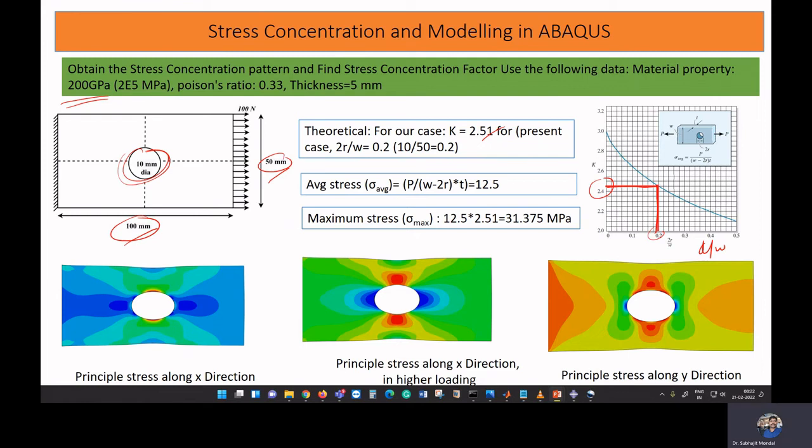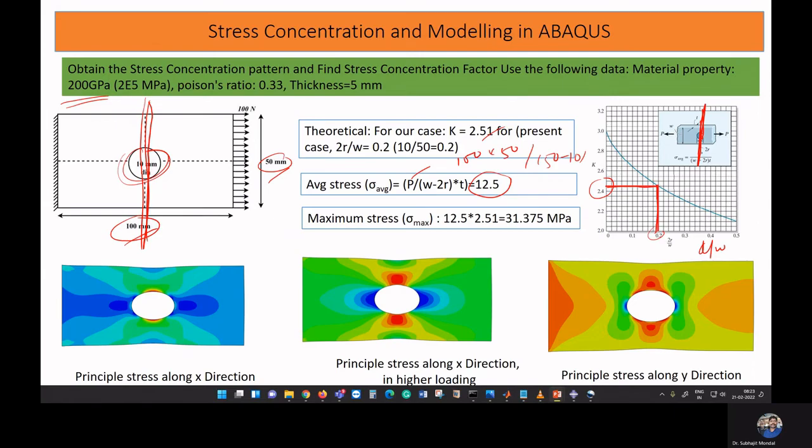If we know the average stress acting in this zone, you can calculate it. The average stress will be P divided by W minus D, and again you divide by the thickness. P is here 100 Newton, and here W is 50 minus 10, the diameter of the cutout. Once you calculate this and divide by the thickness, you will get the average stress acting in this zone as 12.5.